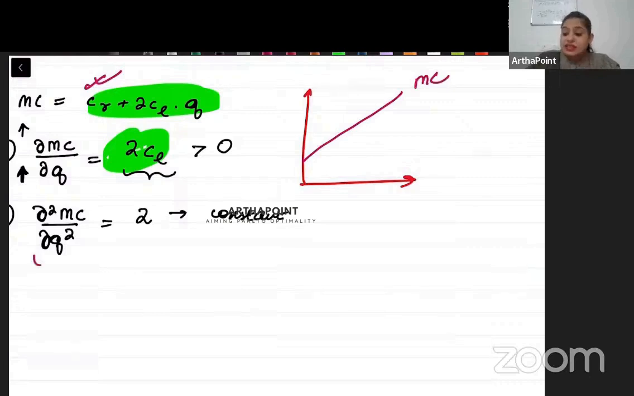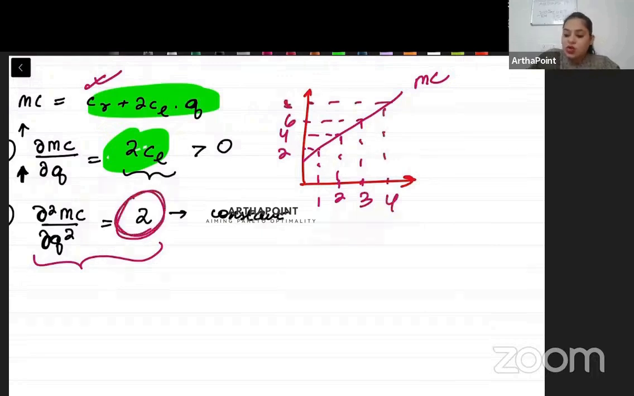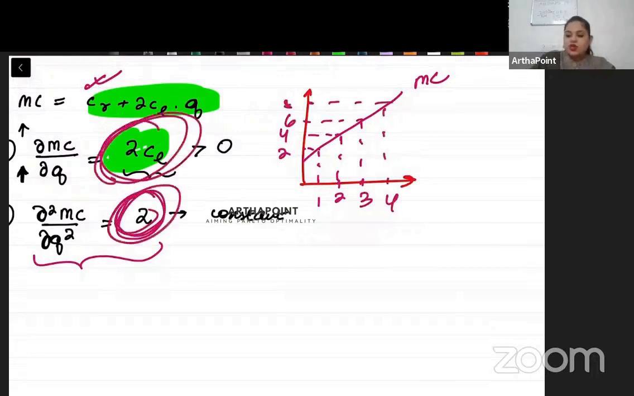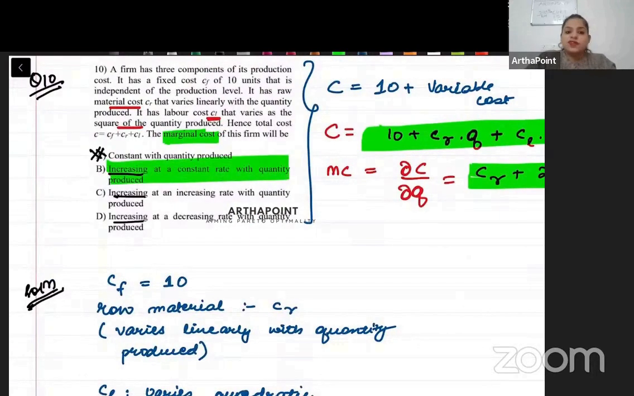Then it is asking the rate at which MC changes as quantity changes. That means when I go from 1 unit to 2 units, suppose marginal cost goes from 2 to 4. So if you go from 2 to 3, it will go from 4 to 6. 3 to 4, it will go from 6 to 8. It will change at a constant rate. It is increasing, but at a constant rate. So the answer to this question is B. Please, this was a very good question.